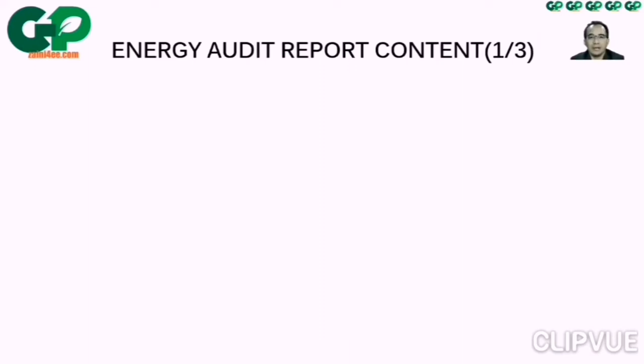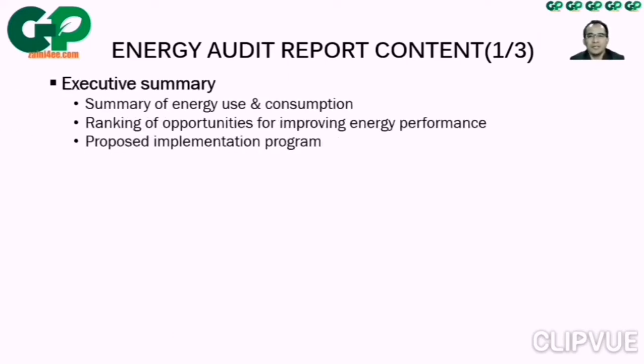Now let's have a look at the content of the report. Number one, energy audit report content. In the first part of the report, this one is quite common. You should expect the executive summary of the report. In the executive summary, you should expect a summary of energy use and consumption.